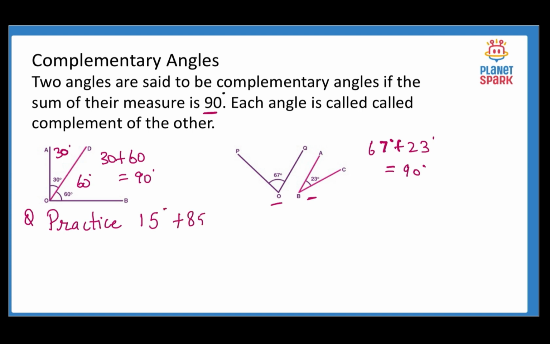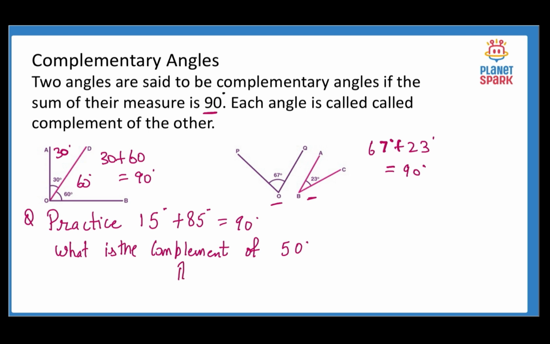So if one angle is 15 degrees, I have to find the complement. That would be 15 plus 85 gives me 90. So 15 degrees and 85 degrees are complements of each other. Again, I'm saying that if two angles are complementary, then the sum of their measure should be 90 degrees. Just remember this. Question says, what is the complement of 50 degrees?